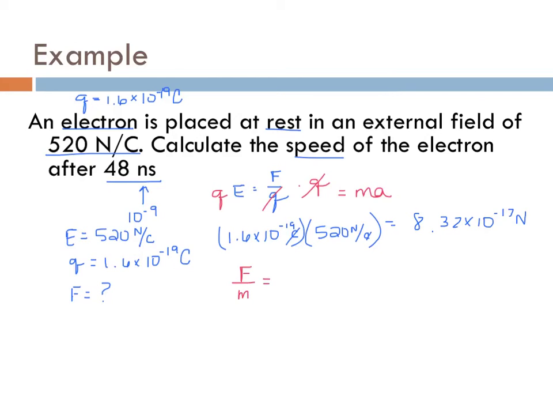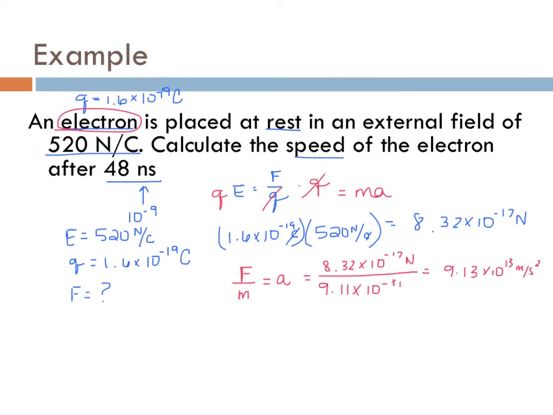So F divided by M is now equal to A. So 8.32 times 10 to the negative 17 newtons over 9.11 times 10 to the negative 31, which is the mass of an electron. This is not something you have to memorize. You can just look it up from the constants table. And you get an acceleration of 9.13 times 10 to the 13 meters per second squared.